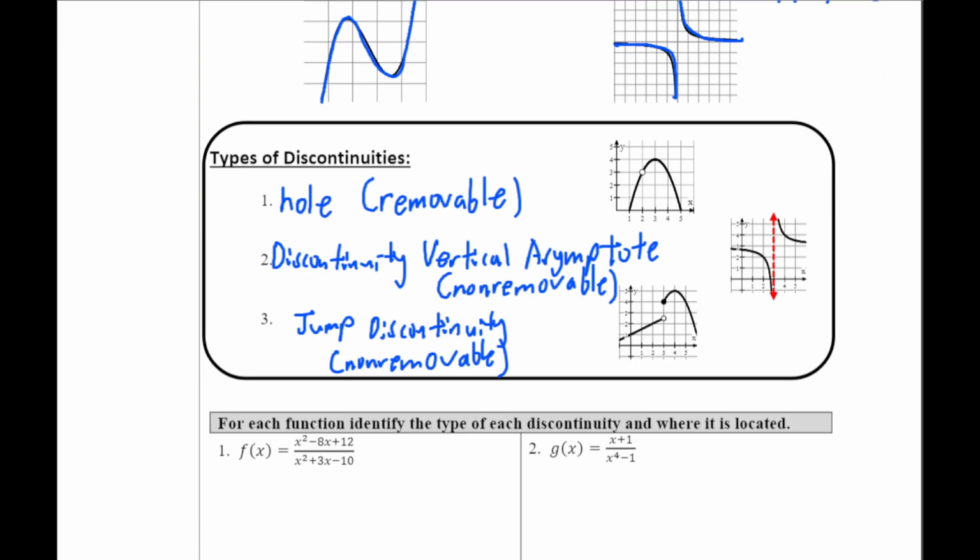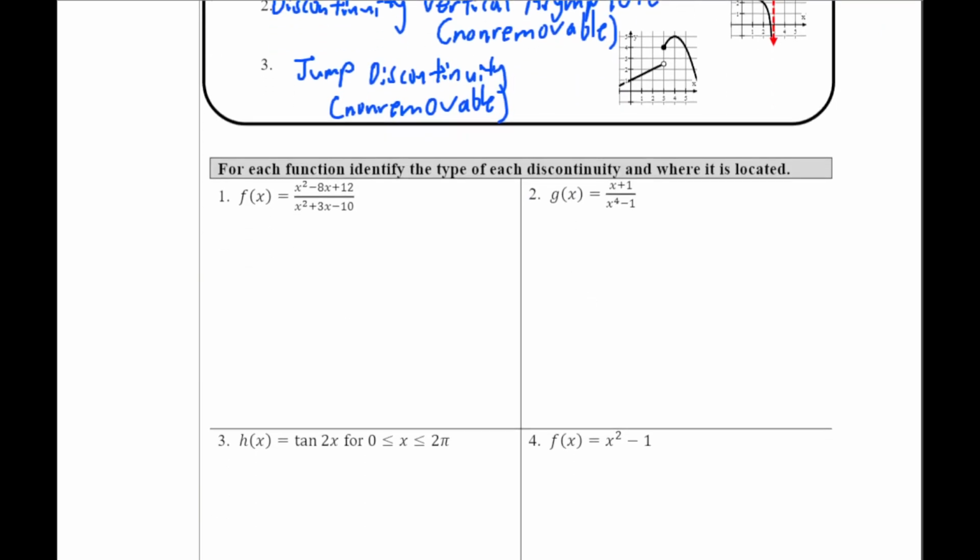So here are some practice questions. For each function, identify the type of each discontinuity and where it is located. Whenever you have these, the first thing you want to do is factor. If you factor x squared minus 8x plus 12, that's x minus 2 times x minus 6. And if you factor the denominator, x squared plus 3x minus 10, you get x minus 2 times x plus 5.